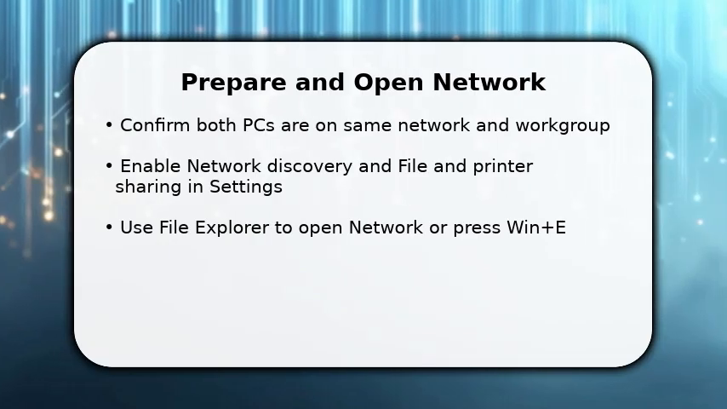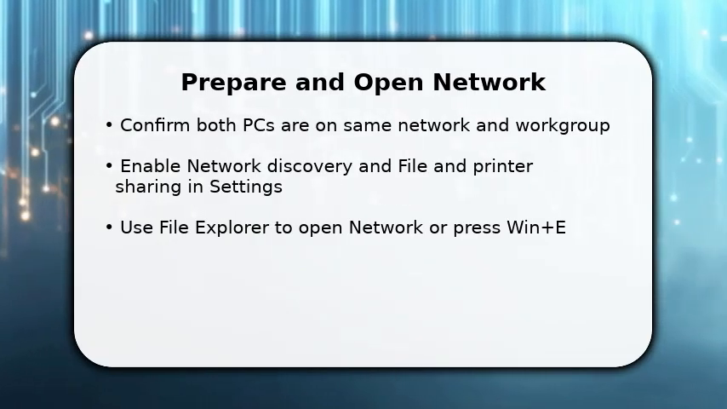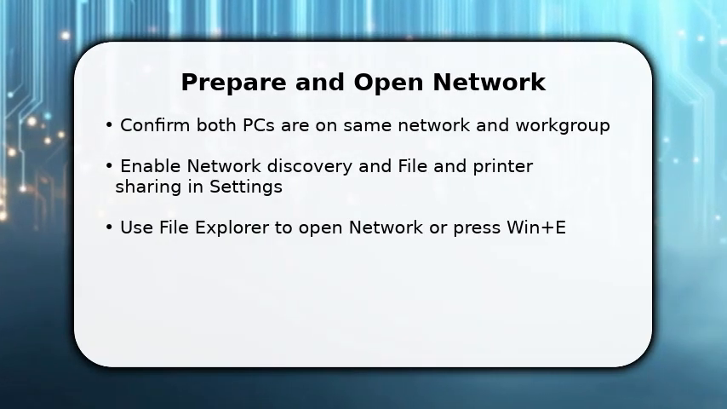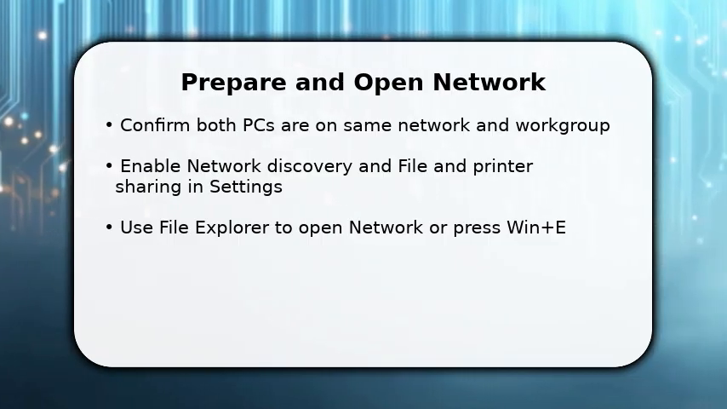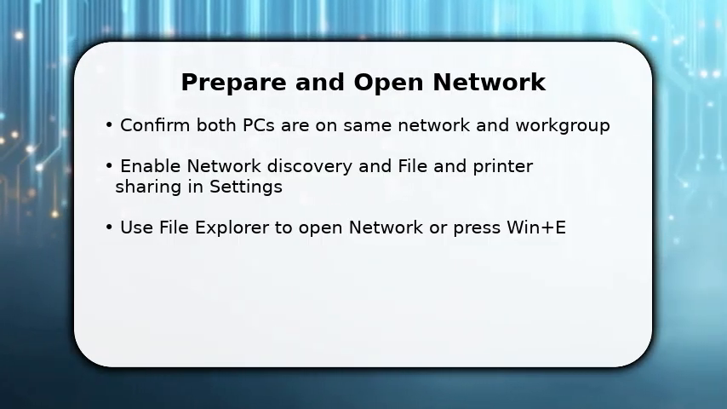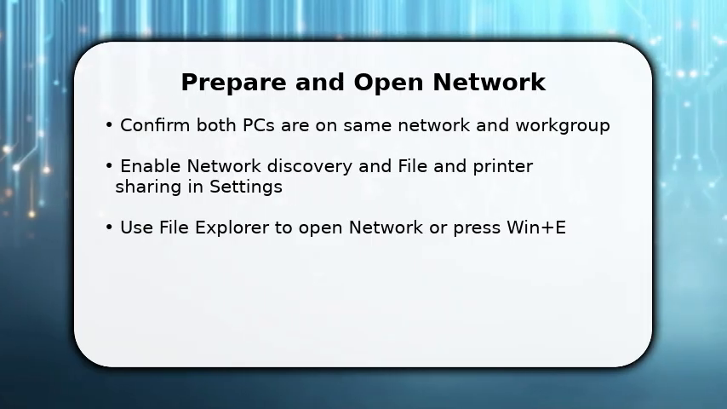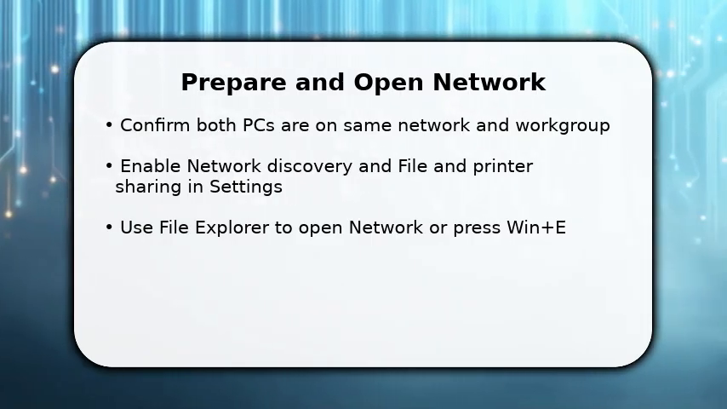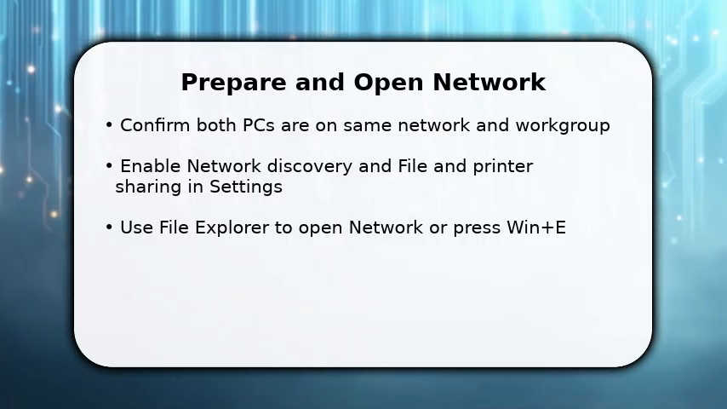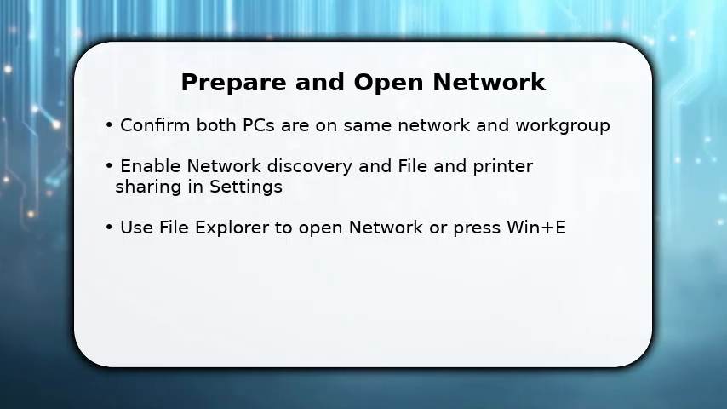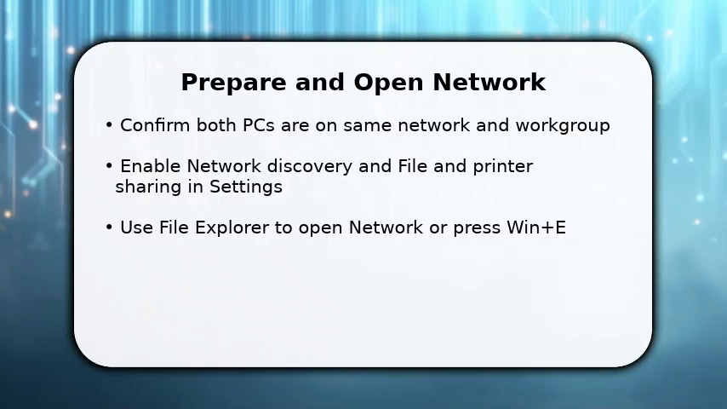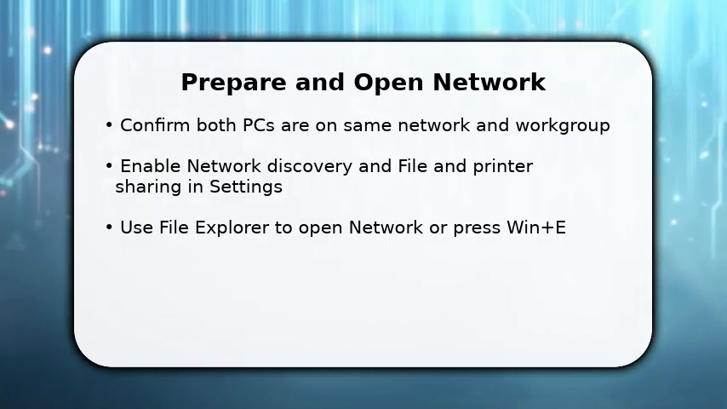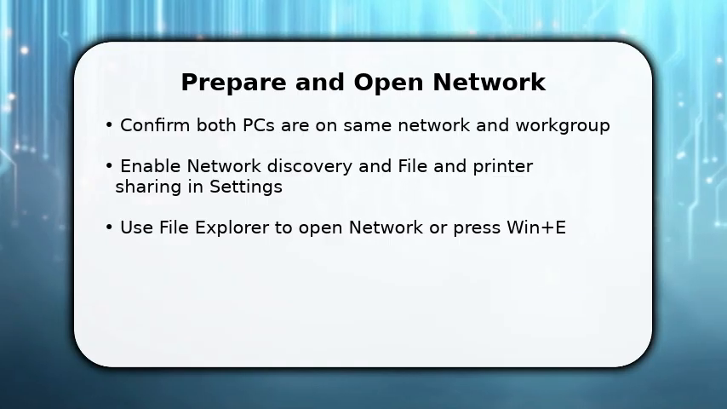Enjoy the video. You start by making sure both machines are reachable on the same LAN. This avoids permission and routing issues. Once done, enable network discovery and file and printer sharing in Settings, Network and Internet, Sharing options, so Windows advertises resources. Next, open File Explorer and click Network, or press Win plus E, then Network. You should see the other PC listed.